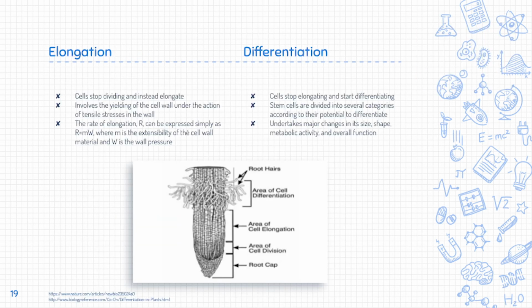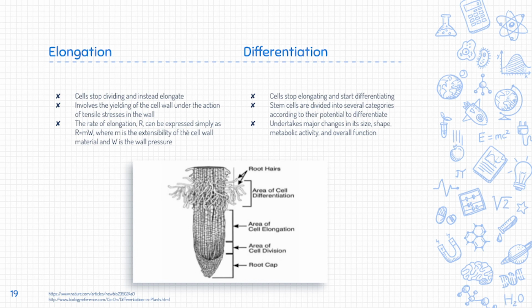The tip of each branched root has distinct regions where cell activities take place. At the very end, there is a meristem where cell divisions occur. Plants have about a dozen basic cell types that are required for everyday functioning and survival. After cells divide, they go through a process called elongation. This involves yielding of the cell wall under the action of tensile stresses on the wall.